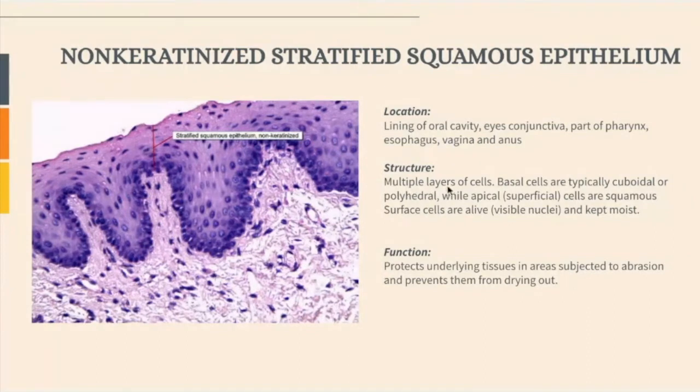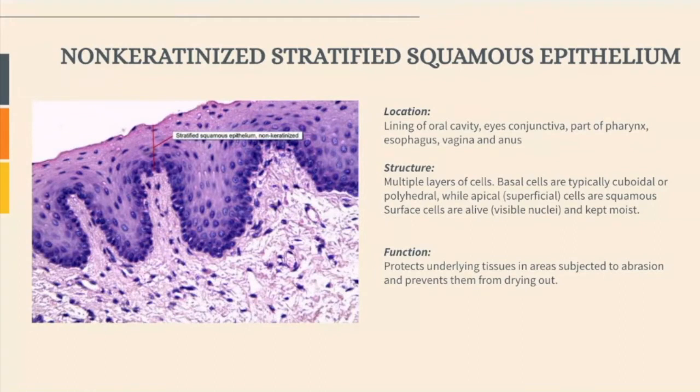It has multiple layers of cells, and basal cells are typically cuboidal or polyhedral, and they have visible nuclei. This type of squamous epithelium is non-keratinized. You cannot see keratin protein in the structure. The function is to protect underlying tissue in areas subjected to abrasion and prevent them from drying out.